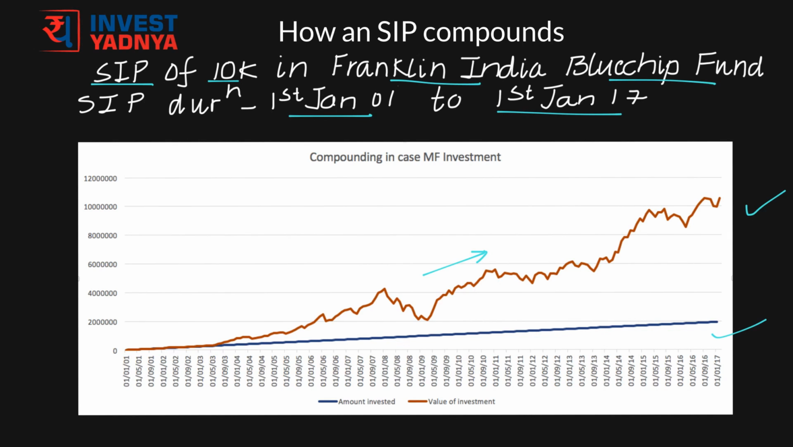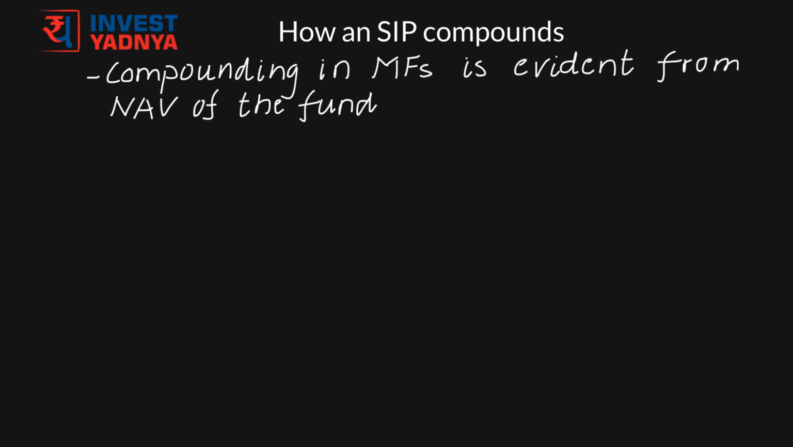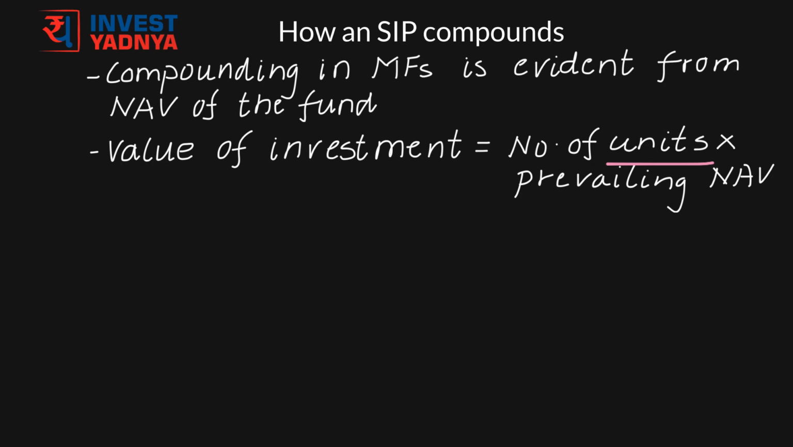In case of mutual funds, the compounding effect is evident from the NAV of the fund. This is the graph of NAV of Franklin India Blue Chip Fund over an investment duration. And as you know, the value of investment moves in tandem with that of the NAV, and that is why the graphs of the NAV and that of value of investment look the same. At any point in time, the value of your investment would be the outstanding units you have of that particular fund multiplied by its NAV.